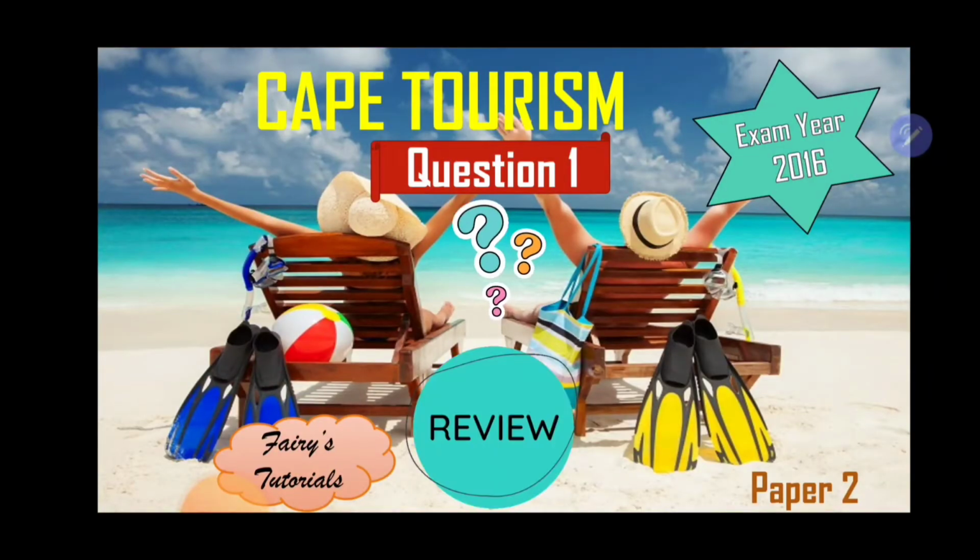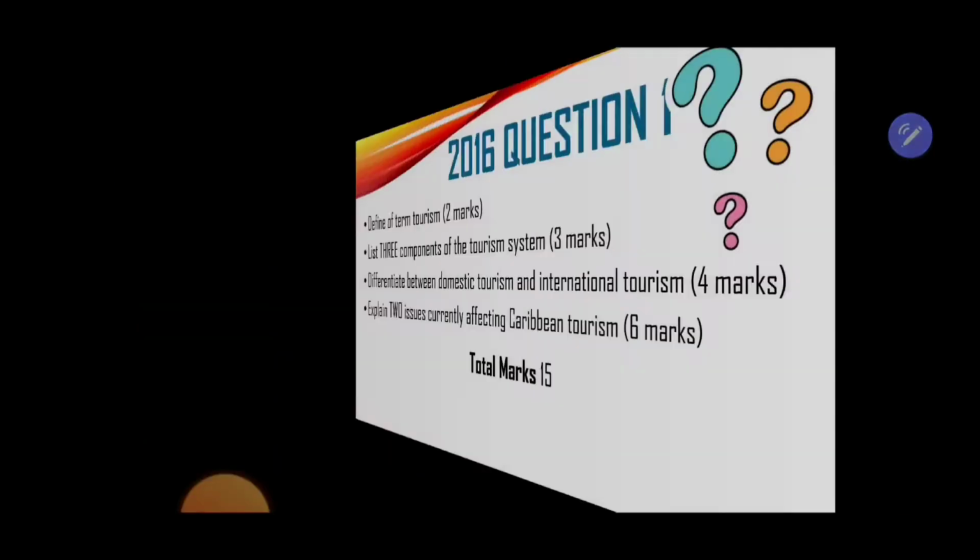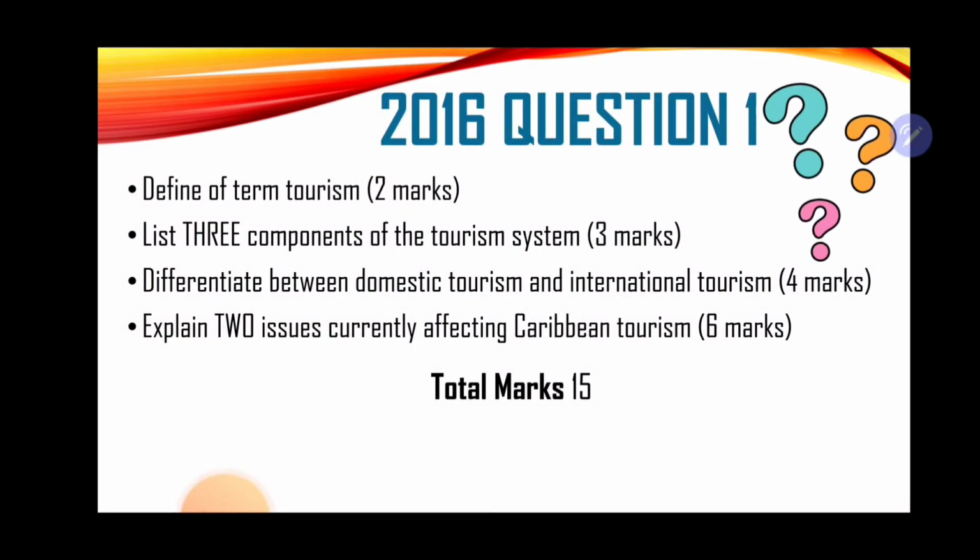CAPE Tourism Unit 1. In today's episode, we're focusing on past paper questions for the exam year 2016, and we're looking at question 1. It reads: define the term tourism, 2 marks. List 3 components of the tourism system, 3 marks. Differentiate between domestic tourism and international tourism, 4 marks. Explain 2 issues currently affecting Caribbean tourism, 6 marks. And the total mark for this question is 15.